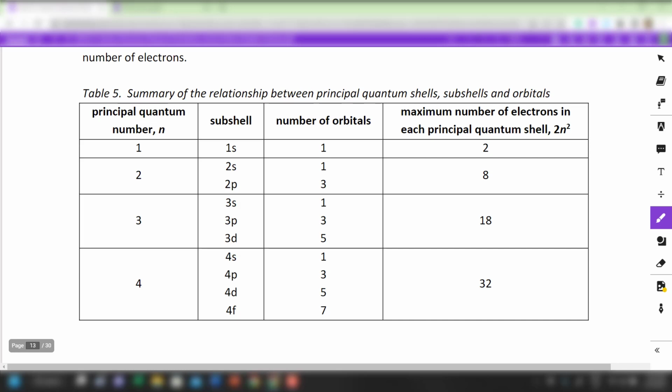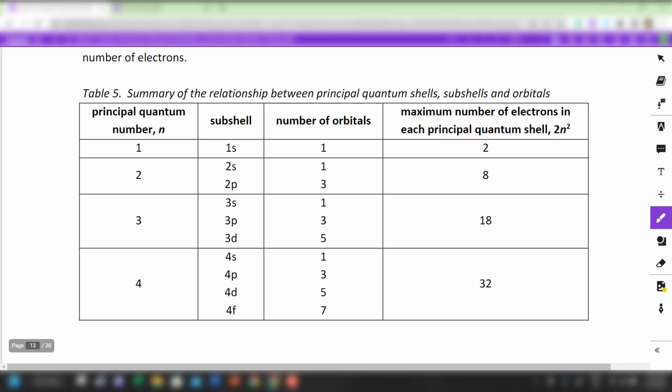Table 5 gives you a summary of the relationship between the principal quantum shells, subshells, and orbitals. Again, the table is given to you, but there really isn't a need for you to memorize it, because, as I mentioned earlier, you can easily predict the total number of subshells in a given principal quantum number. So if the principal quantum number is 3, there will be 3 subshells, and the letters given to them are fixed.